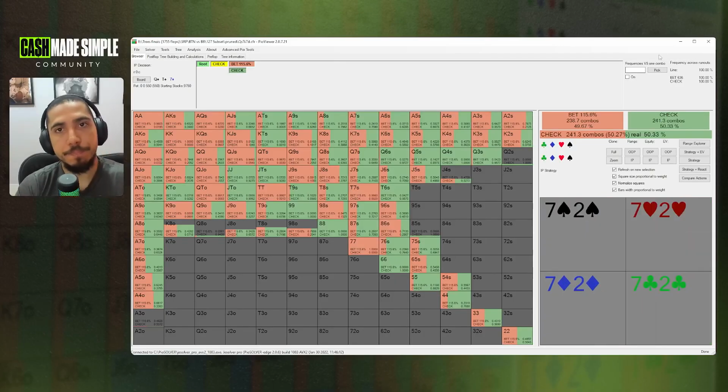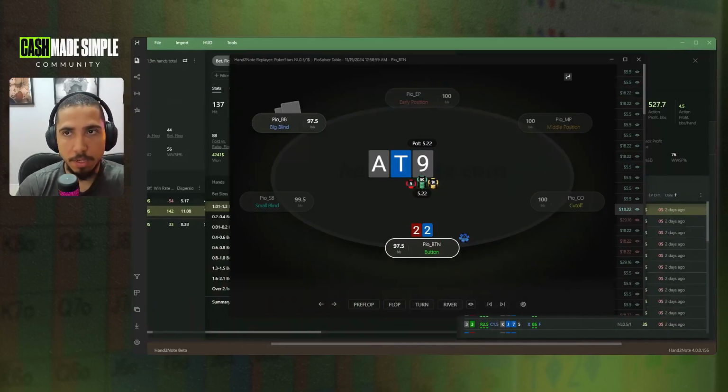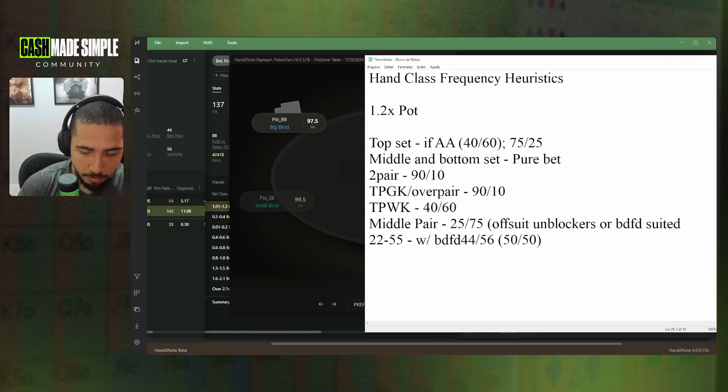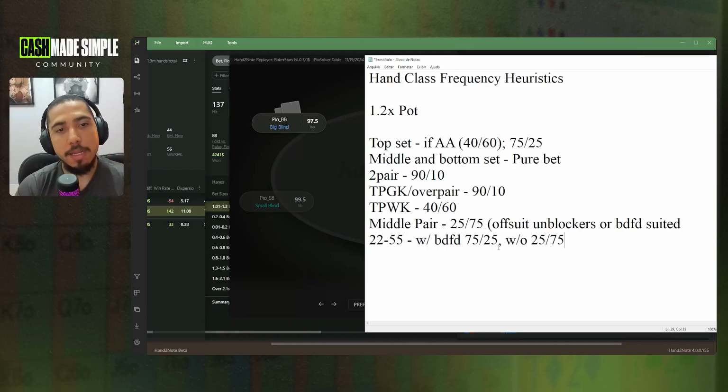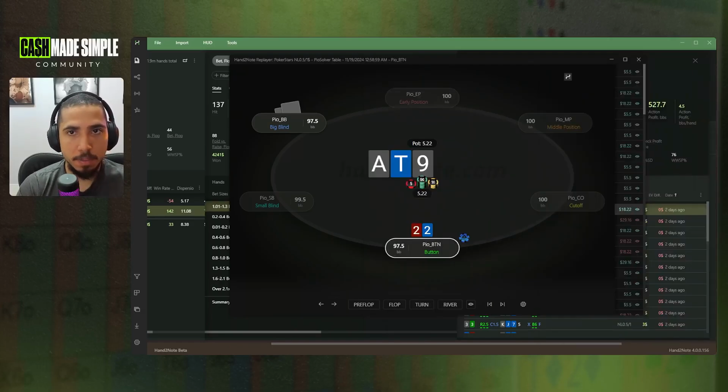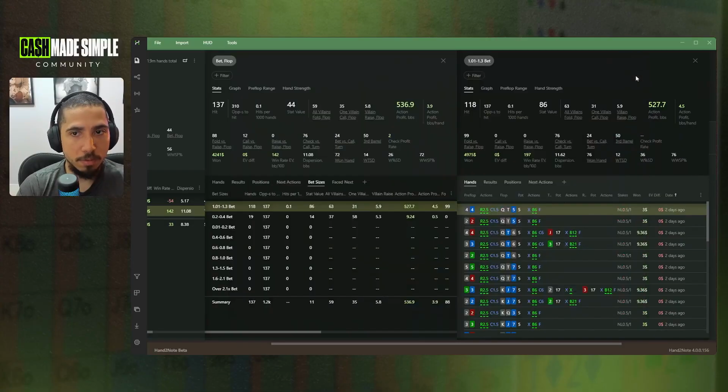Right, so I would say you can make this even more precise if you say that, hey, with the backdoor flush draw, I'm gonna put them into like the 75-25 bucket. And then without the backdoor flush draw, I'm gonna put them in the 25-75 bucket. Okay, that to me is a very, very good heuristic. Those low pockets with the backdoor flush draw, 75-25. Without it, 25-75. Okay, to me that seems really, really good.